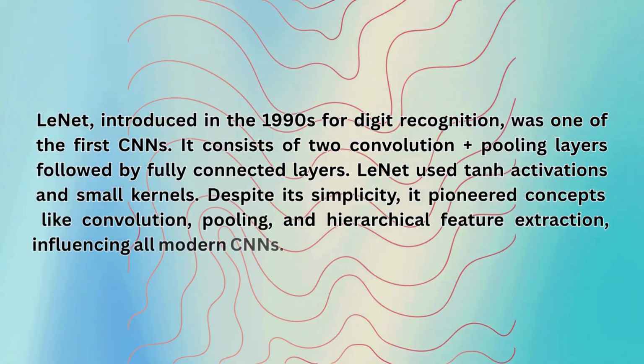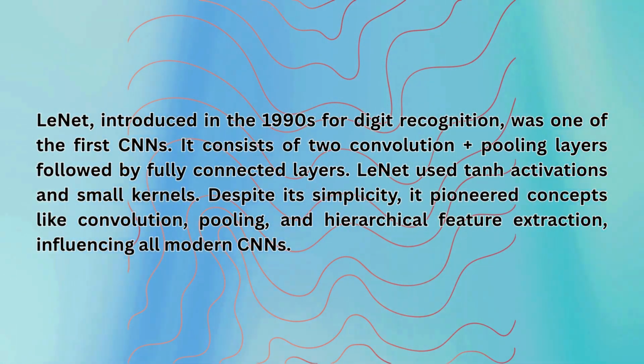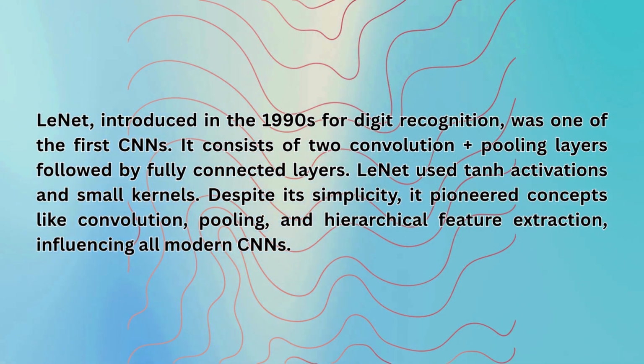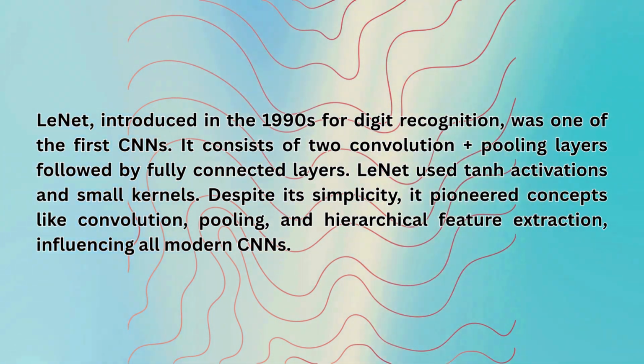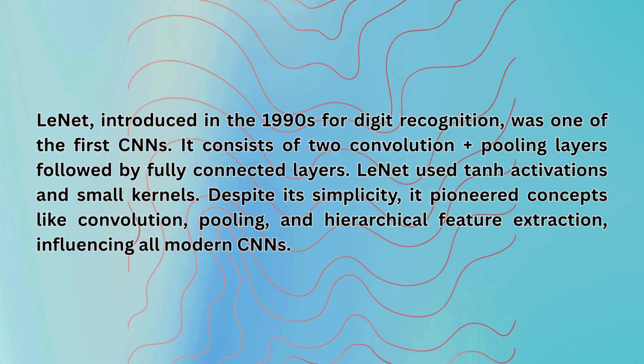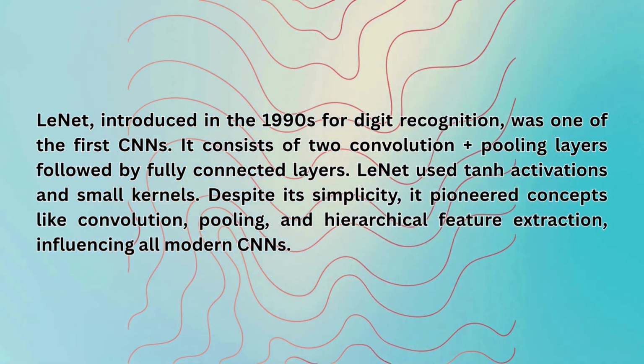Explain LeNet architecture. LeNet, introduced in the 1990s for digit recognition, was one of the first CNNs. It consists of two convolution plus pooling layers, followed by fully connected layers. LeNet used tanh activations and small kernels. Despite its simplicity, it pioneered concepts like convolution, pooling, and hierarchical feature extraction, influencing all modern CNNs.